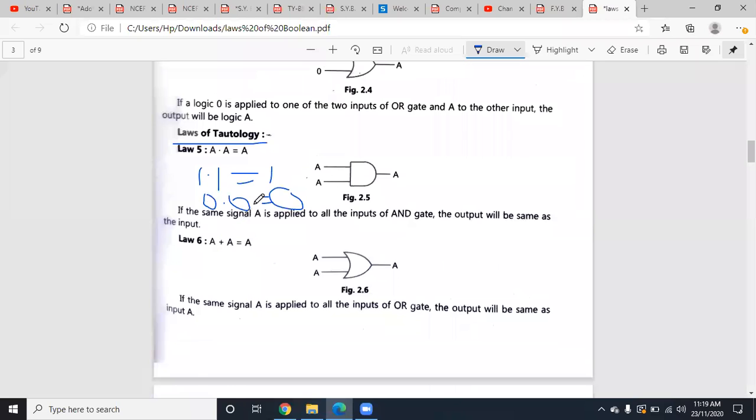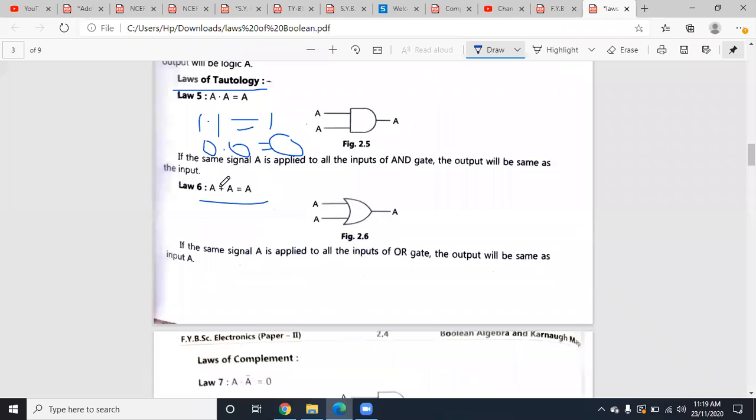After that, this is the addition law of tautology, in which we have a single variable and we are going to add it with itself. So A plus A, 1 plus 1. What will be my answer? 1. After that, 0 plus 0. What will be my answer? 0 only. So no matter what my variable is, if I'm adding the variable with itself, the answer is the variable again. Right? Understand?